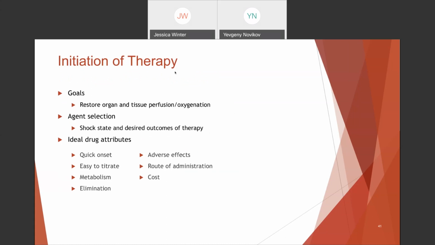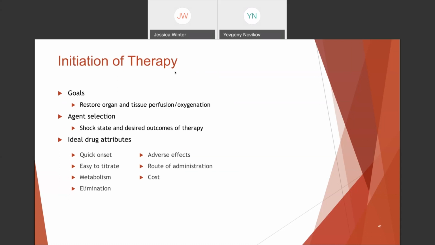Not only that, don't forget to make sure that your patient actually has fluid inside of their vasculature to pump through. So especially in a hypovolemic shock state, administration of vasopressors and inotropes without appropriate fluid resuscitation is not advised. So always remember to try to fluid resuscitate your patients if they can tolerate that before administering vasopressors or inotropes.